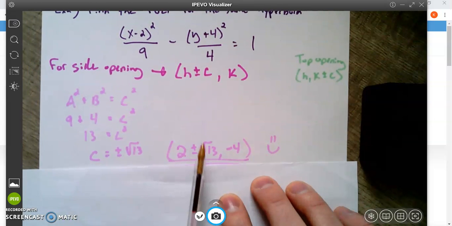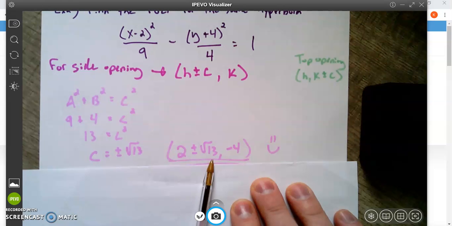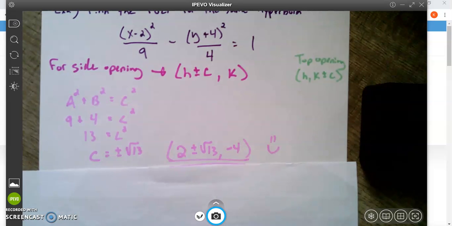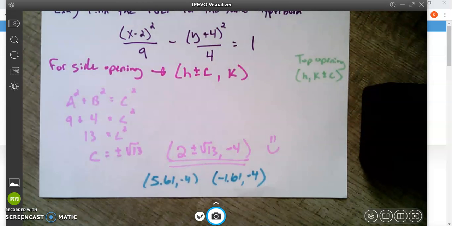We can write it like this if we want to be exact. Go from your h value and go left and right square root of 13, with the y value staying the same. Or if we wanted to approximate, we could just jam that in our calculator. Okay, so we're dancing now. We're getting some key features of a hyperbola.